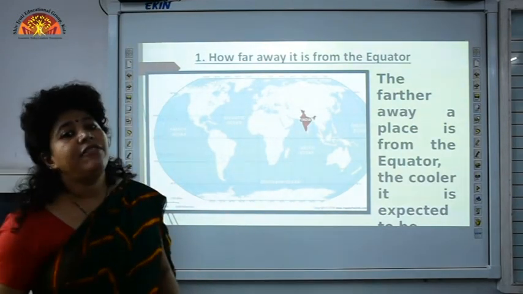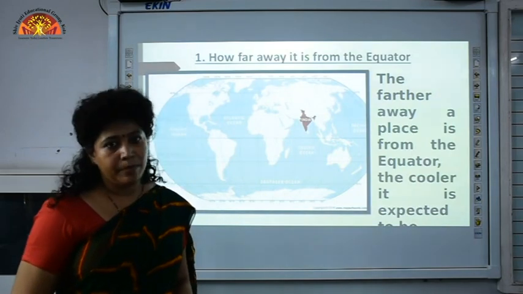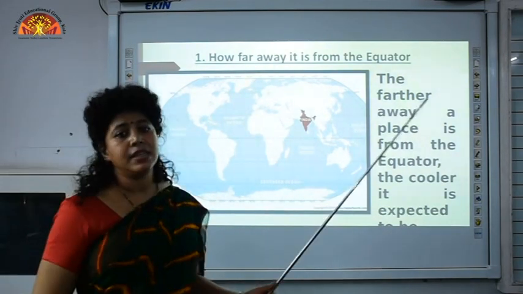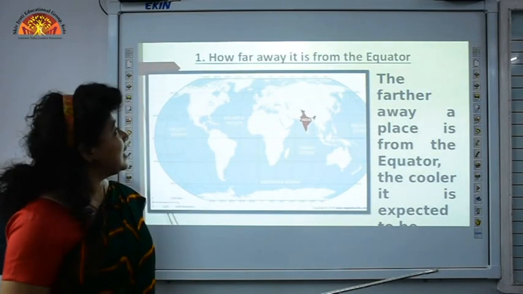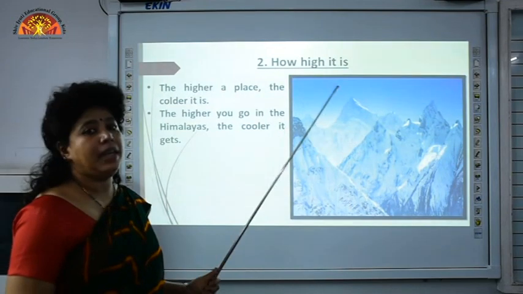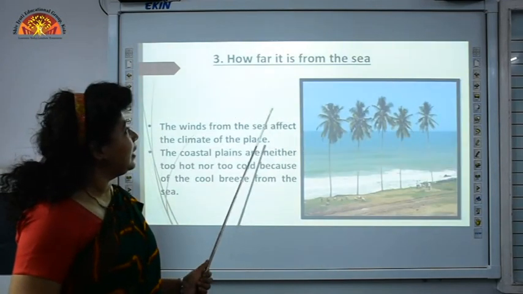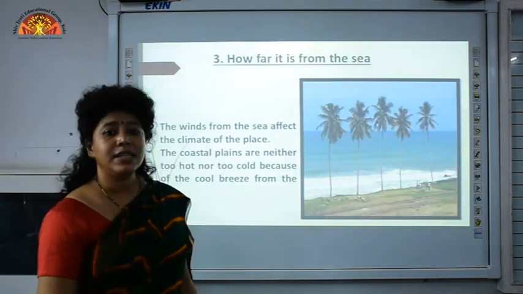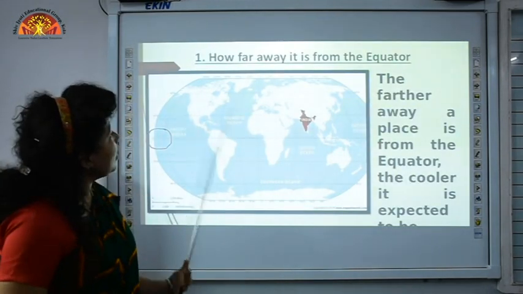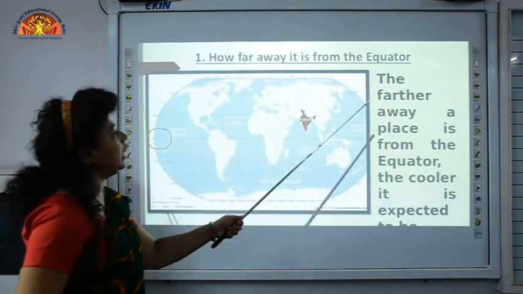Now let us look at the factors that influence the climate of a place. First factor is how far the place is from the equator. Second factor, how high the place is, and the third factor, how far the place is from the sea. Now let us look at the first factor. How far it is from the equator.